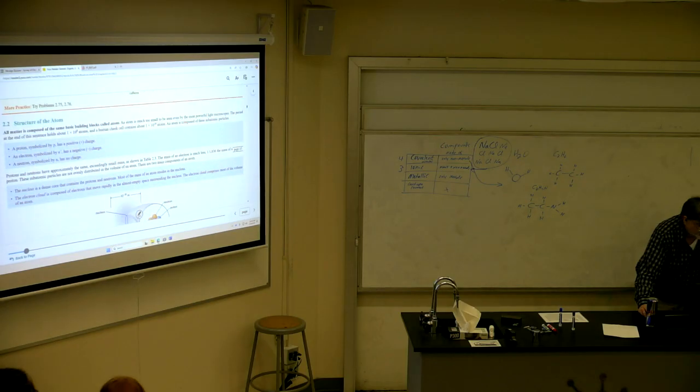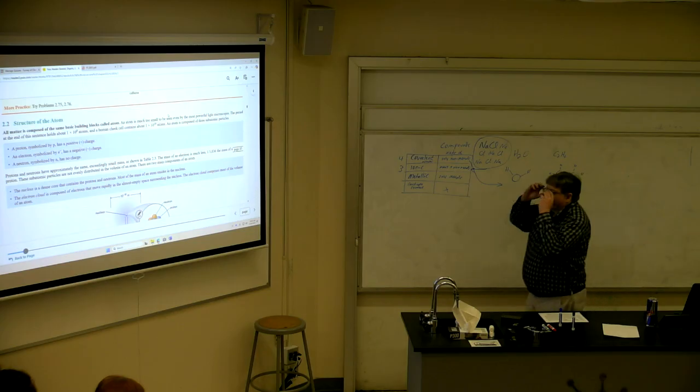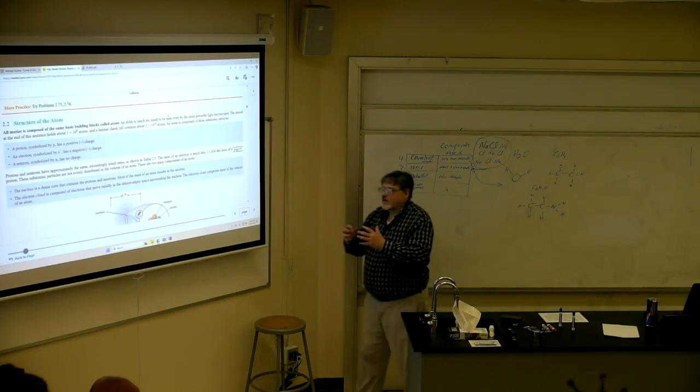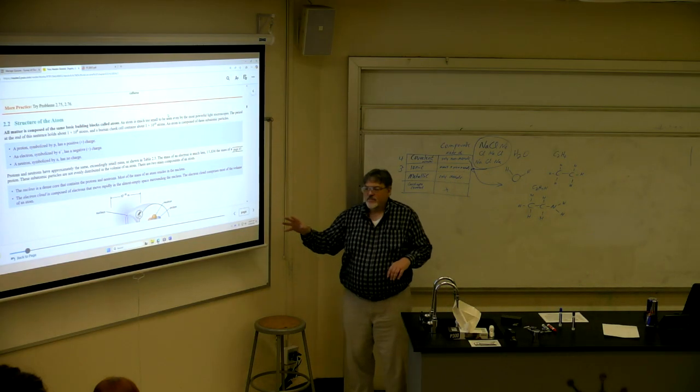I can't see the bonds there either, but there are bonds in between these carbon atoms. Anyway, let me just go past that, because I won't put those on the test. Okay, structure of an atom. Again, still kind of semantics.